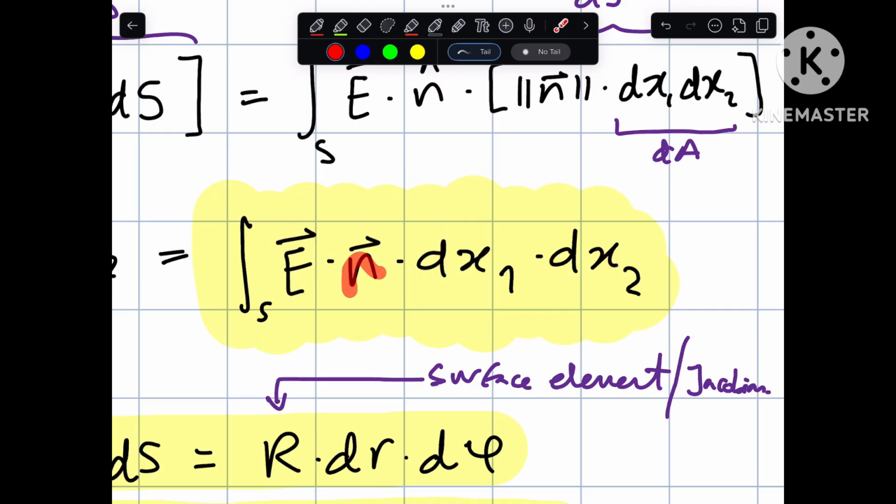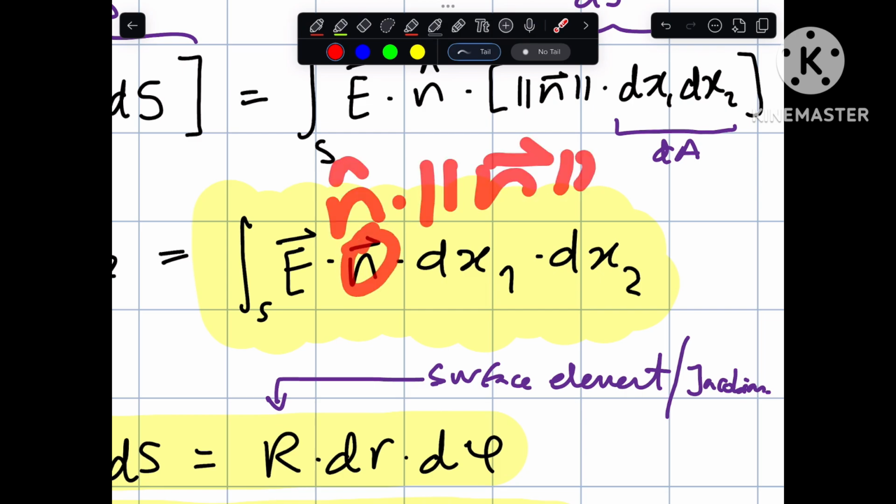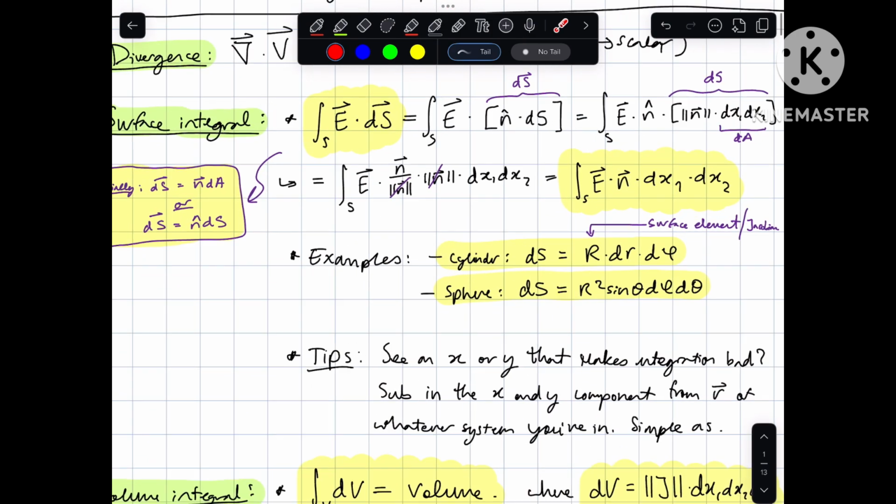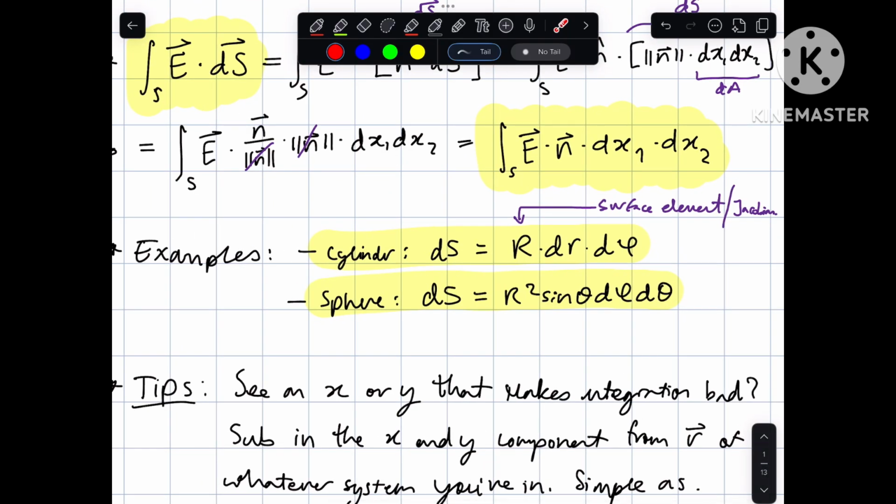This can also be written as the unit vector times the modulus. It's just the same thing. This n vector, normal vector n. Examples of Jacobians that you will really use: a cylinder is r, and a sphere is r squared sine theta.